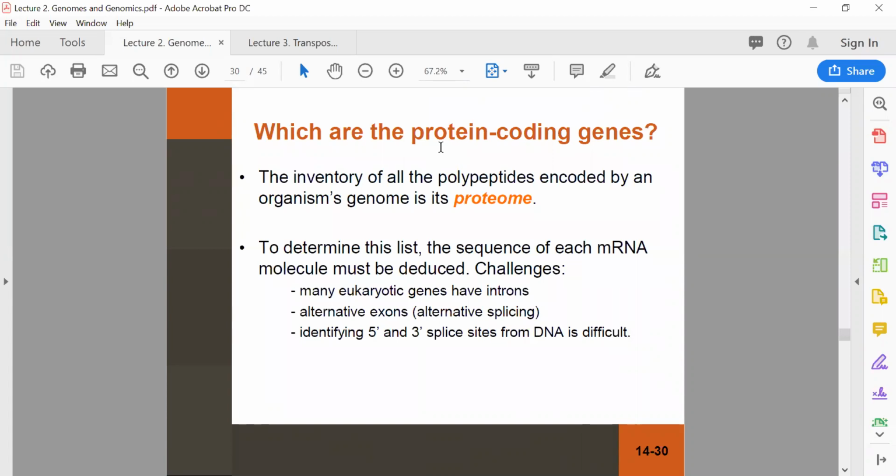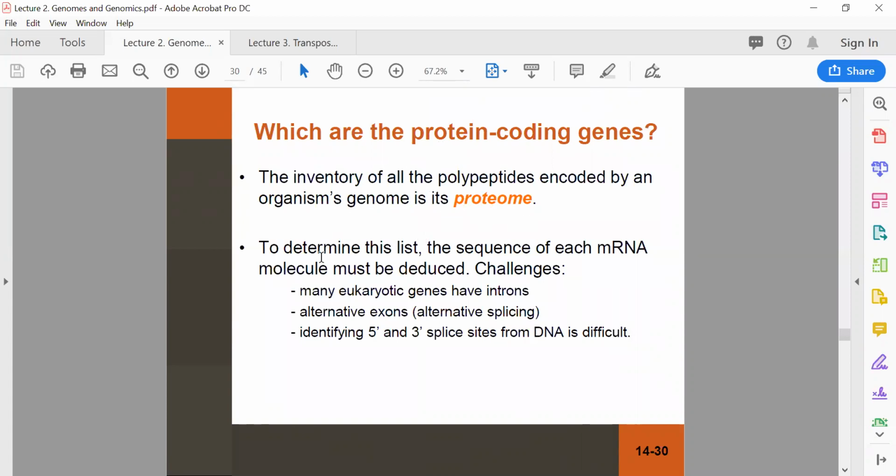And because it's the proteins in the cell that largely determine the morphology of the cell and all the physiological and chemical properties of the cell, one of the primary aims in analysing a genome and annotating a genome is firstly to try to determine an inventory of all the polypeptides that are encoded by an organism's genome. And this inventory is referred to as the organism's proteome.